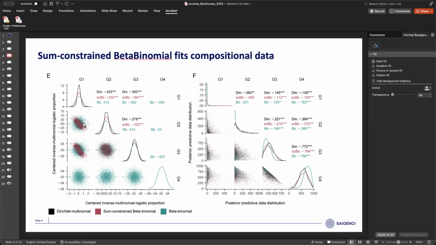As you can see, you expect the components of compositional data to be inversely correlated. And so you can see that both, of course, the black and the red model this property of the data, while the independent beta binomials do not. So there is no correlation across these components. And if we look at the marginal distribution, you can see that the sum-constrained beta binomial pretty much approximates the Dirichlet multinomial. So now that this is a good setup, of course, we can capture compositionality here.